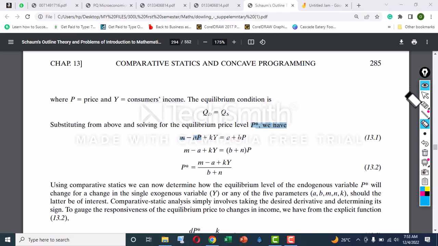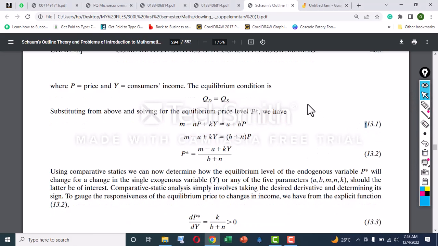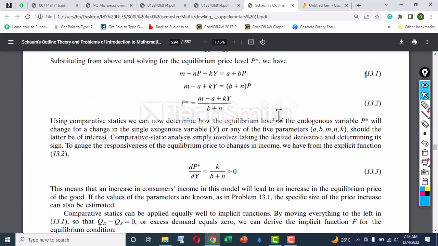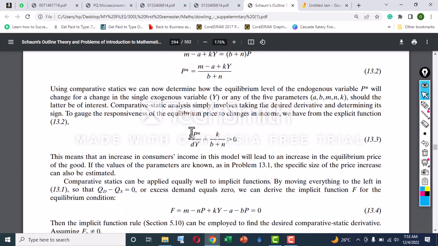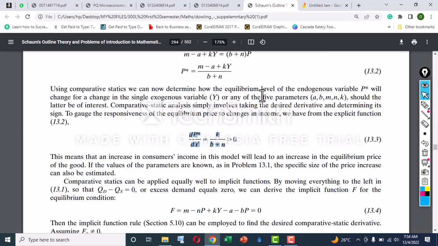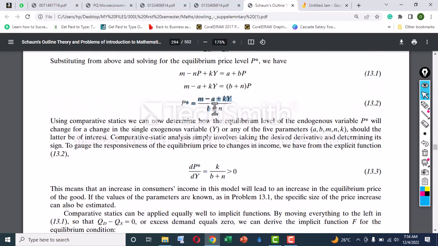Clear. So we have made P the subject of formula. Let's continue. Now this is the point where we are differentiating. After they differentiated, they are looking for dy dp, and they get this. All you need to do is use the quotient rule in order to differentiate this particular one. Remember, this is a division, so you are using the quotient rule.